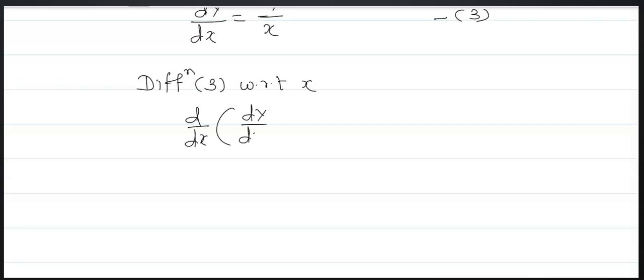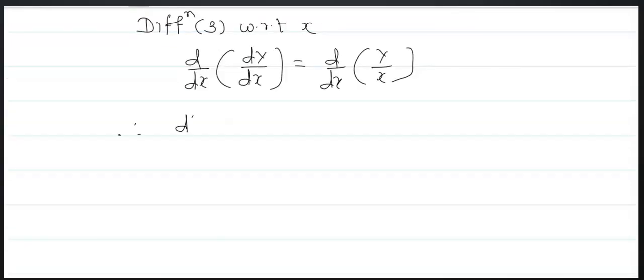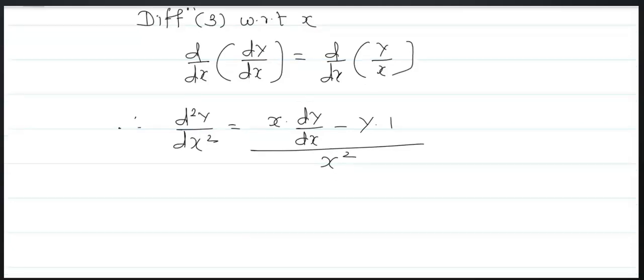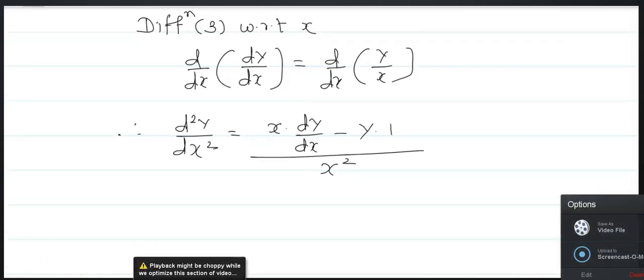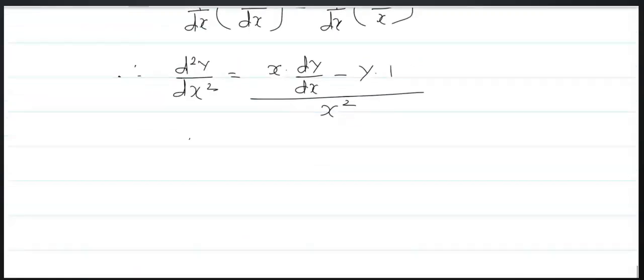d/dx of dy/dx equals d/dx of y upon x. And apply here, that is d²y/dx² equals x into dy/dx minus y into the derivative of x, which is 1, upon x². Now simplify this d²y/dx².